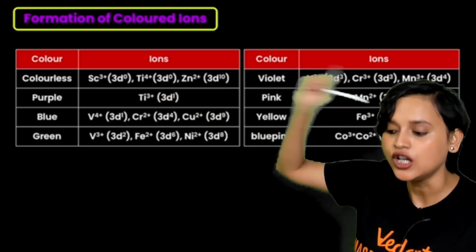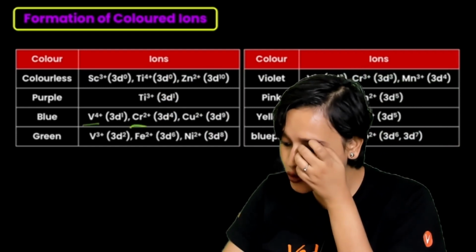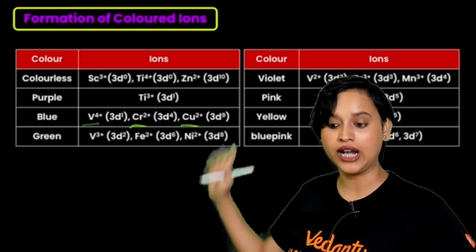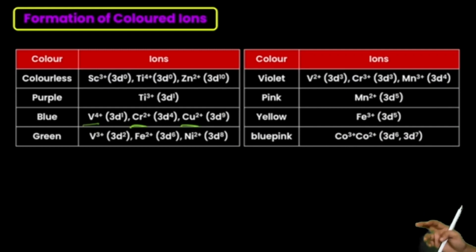So purple, blue color, you will see that V4+, Cr2+, Cu2+. These all have at least one unpaired electron and they will all show you blue color. And like that, I will anyway be giving you the PDF which you can read later.